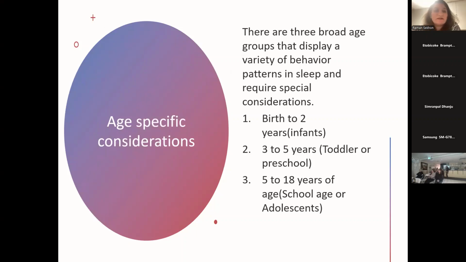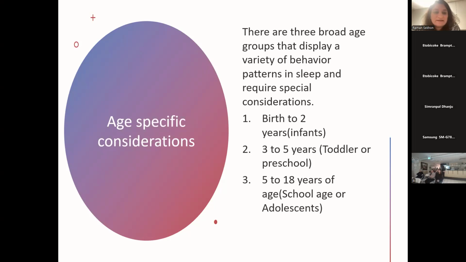Next is the age specific considerations. So we will be discussing the three main age groups. First is from birth to 2 years of age. We basically don't deal with this age group in the sleep lab. These children require much more intensive care, so these studies are mostly done in the hospitals.